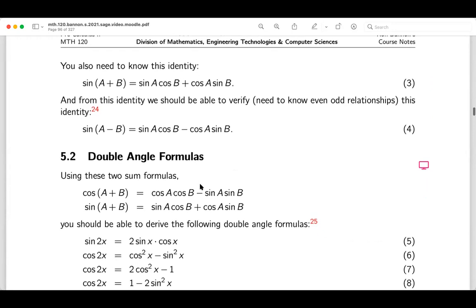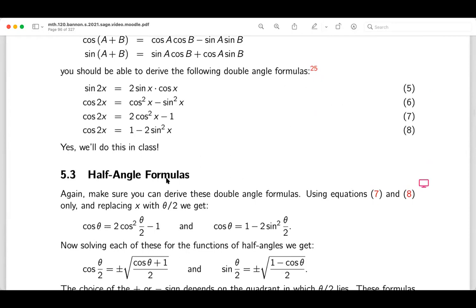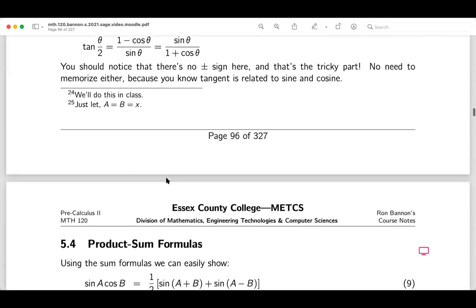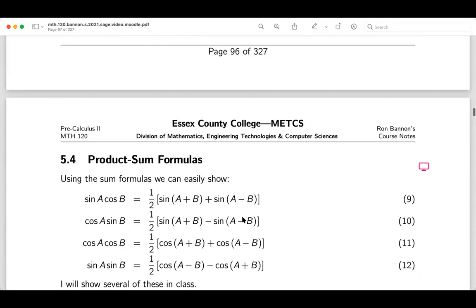And then we talked about double angle formulas. Again, it depends on what comes prior. We talked about half angle formulas, which again depend on what comes prior. And then we talked about product sum formulas. Again, I would not want to memorize this stuff. However, some students decide that that's worth memorizing. I'm going to say it's worth memorizing the first 4 formulas we gave you: the cosine of a sum, the cosine of a difference, the sine of a sum, and the sine of a difference.